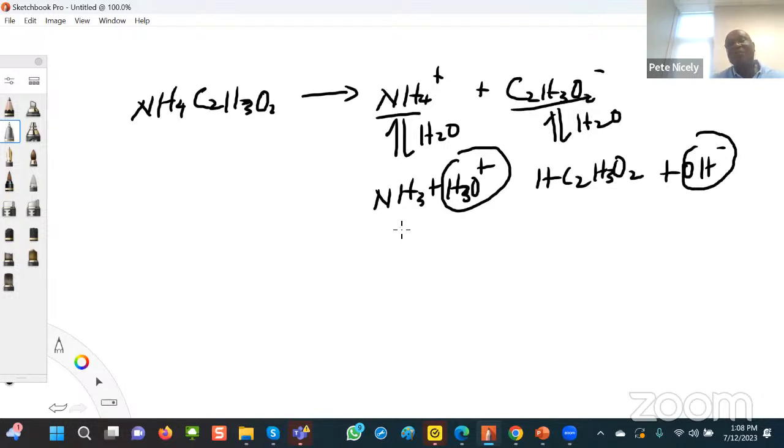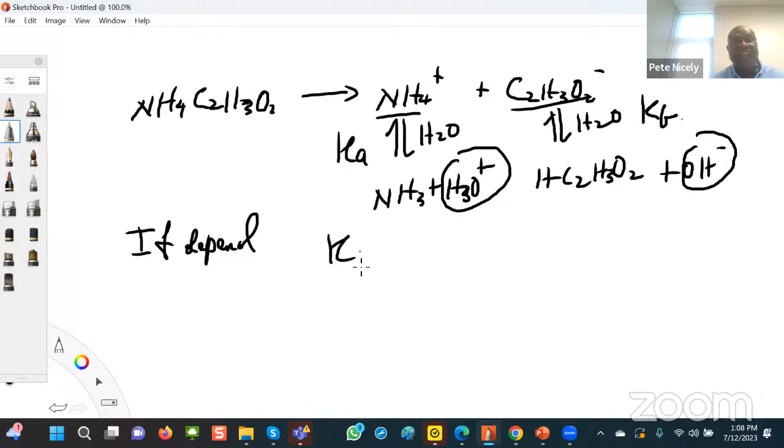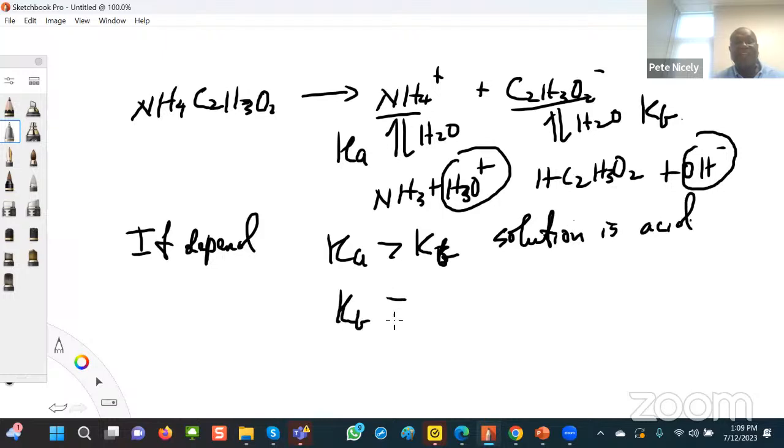So the question is, what will be the result in terms of the pH of the solution? And the answer is, it depends. And what do I mean by that? Well, it depends on whether or not the Ka value for this dissociation is less than or greater than the Kb value for this dissociation. So if Ka is greater than Kb, then the solution will be acidic. But if it's the other way around, Kb is greater than Ka, then the resulting solution is basic. All right. So it all depends.